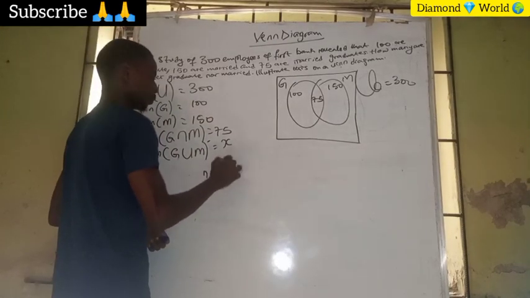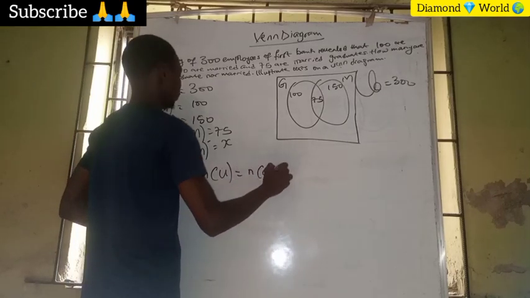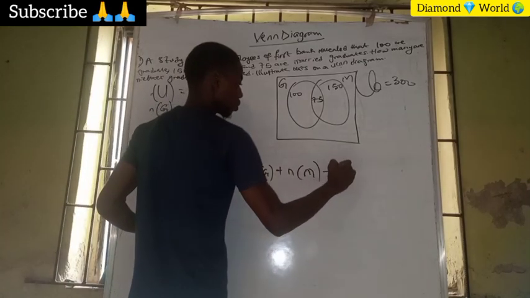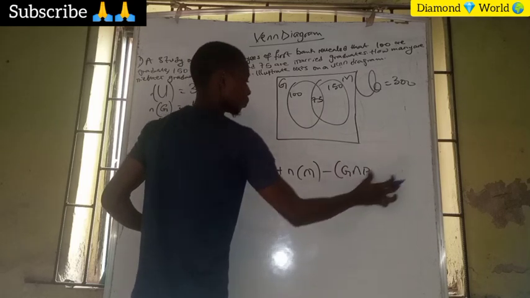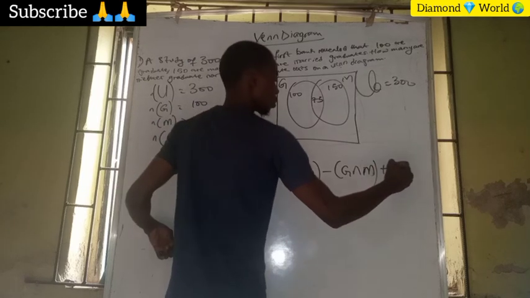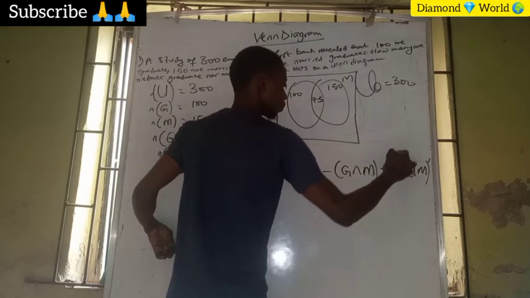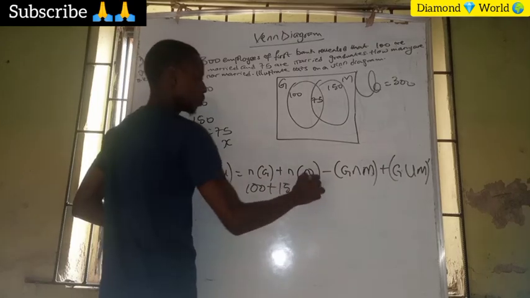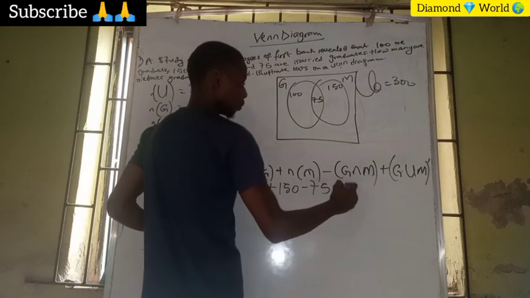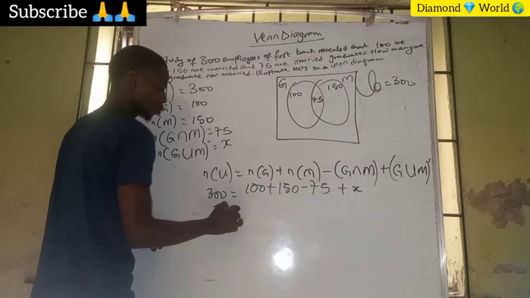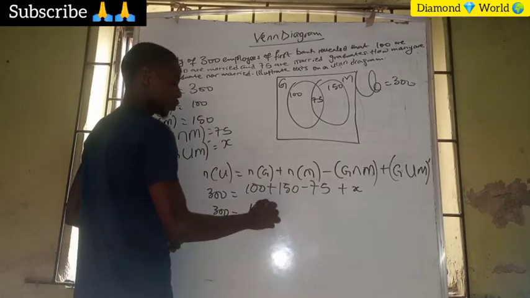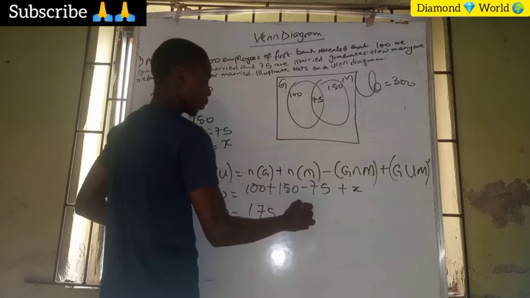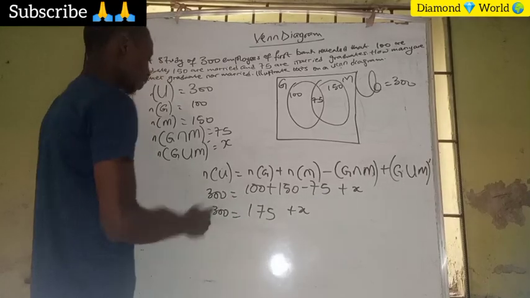You write down 300 equals 100 plus 150 minus 75 plus x. 300 equal to, this will give us what? 175 plus x. To give us 175, then we collect like terms.